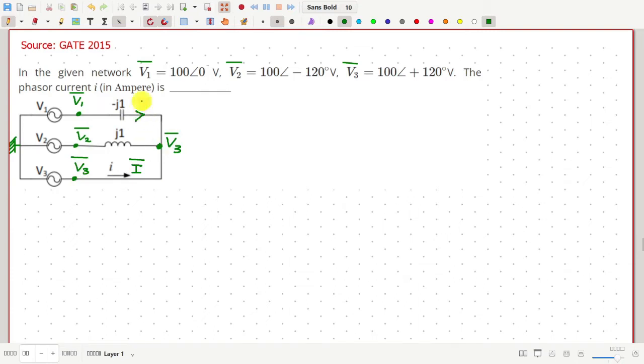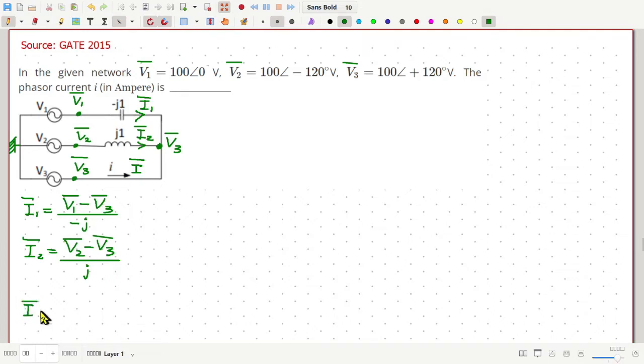Then the current here, let me call it I1, will be given by V1 minus V3 divided by minus J. Similarly, the current here, I2, is given by V2 minus V3 divided by J. And then this current I will be equal to minus of I1 plus I2, according to the KCL at this node.